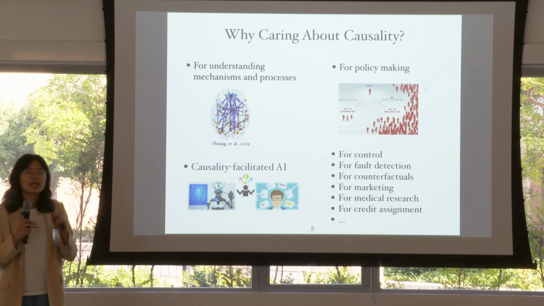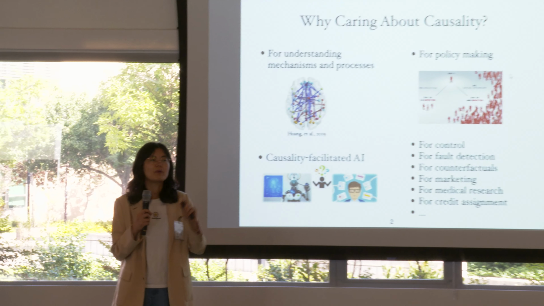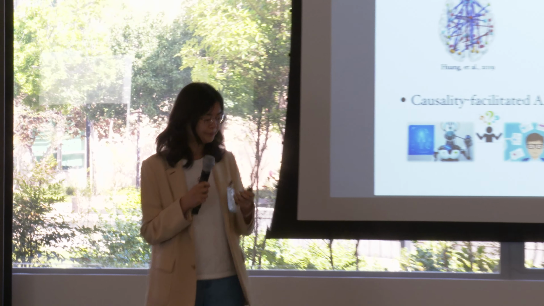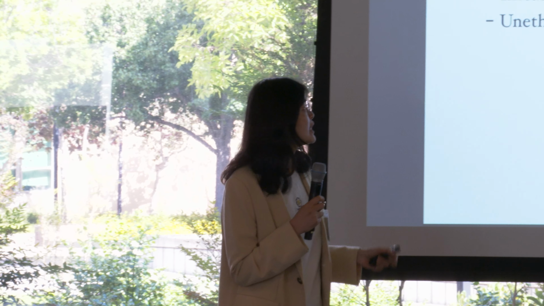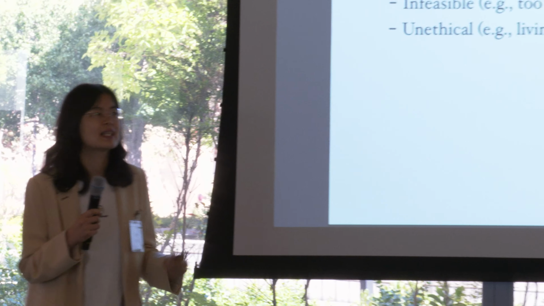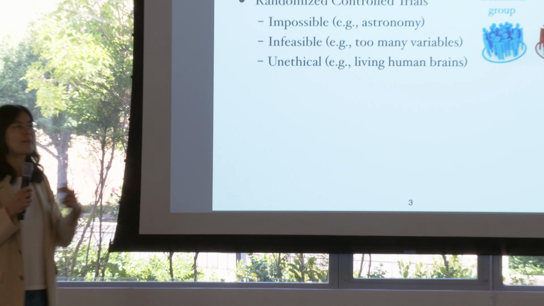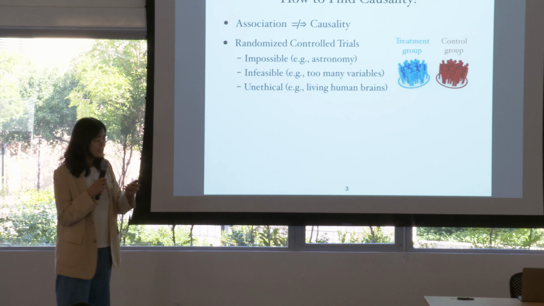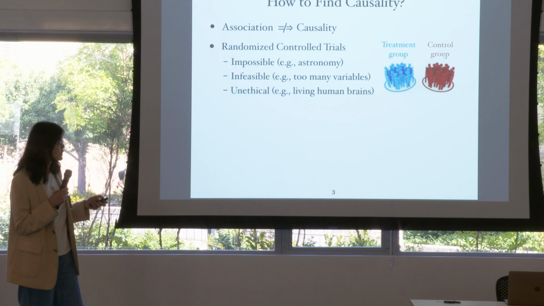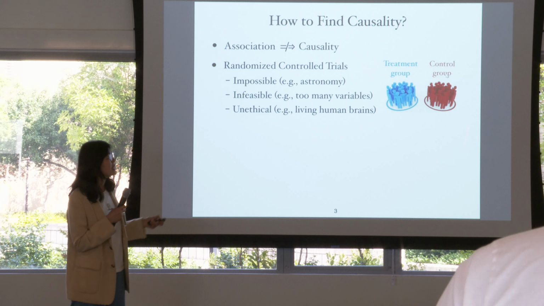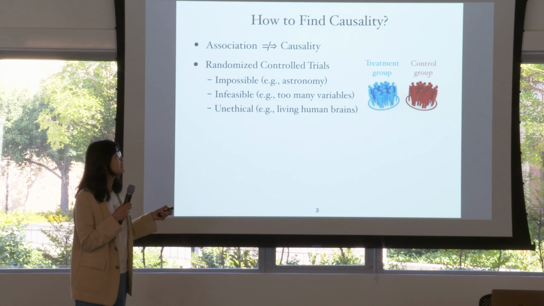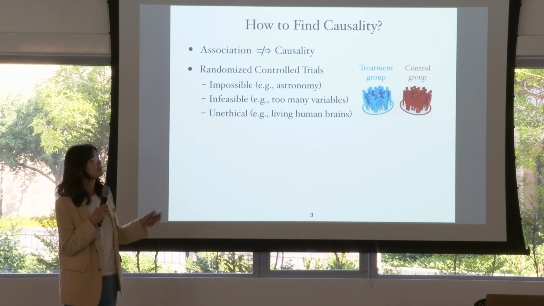Now you may have another question: how can we find causal relationships? We all know that association doesn't imply causality, as also mentioned by David. The traditional way to find causal relationships is by doing randomized controlled trials, by randomly splitting the subjects into the treatment group and the control group.